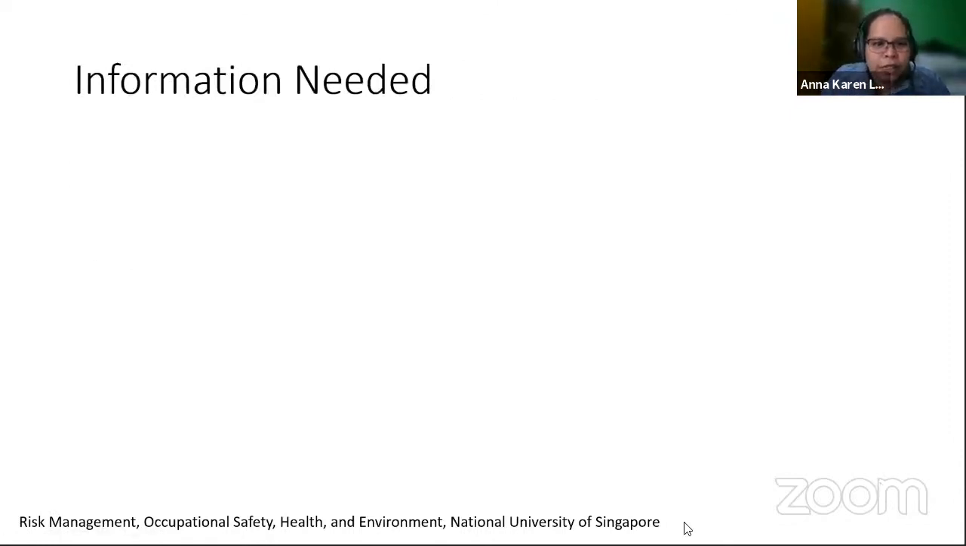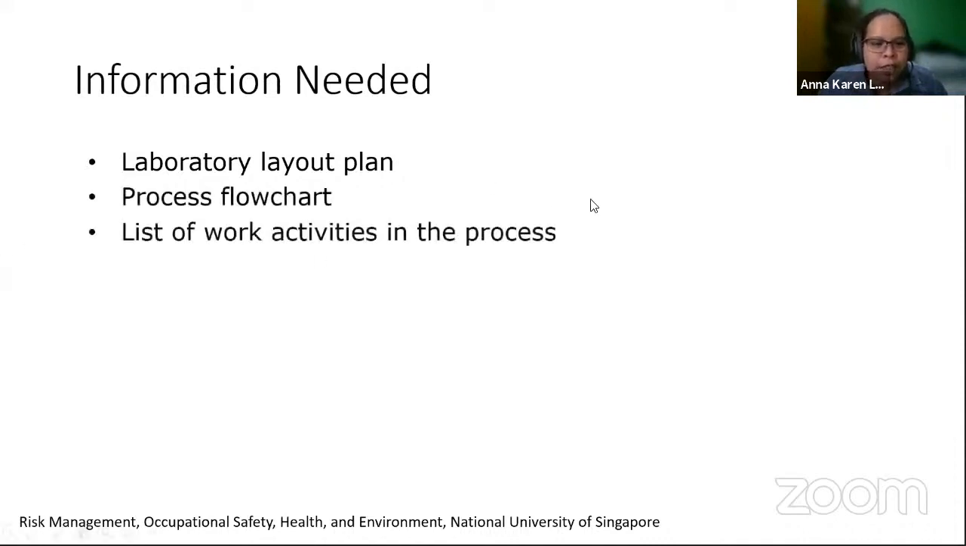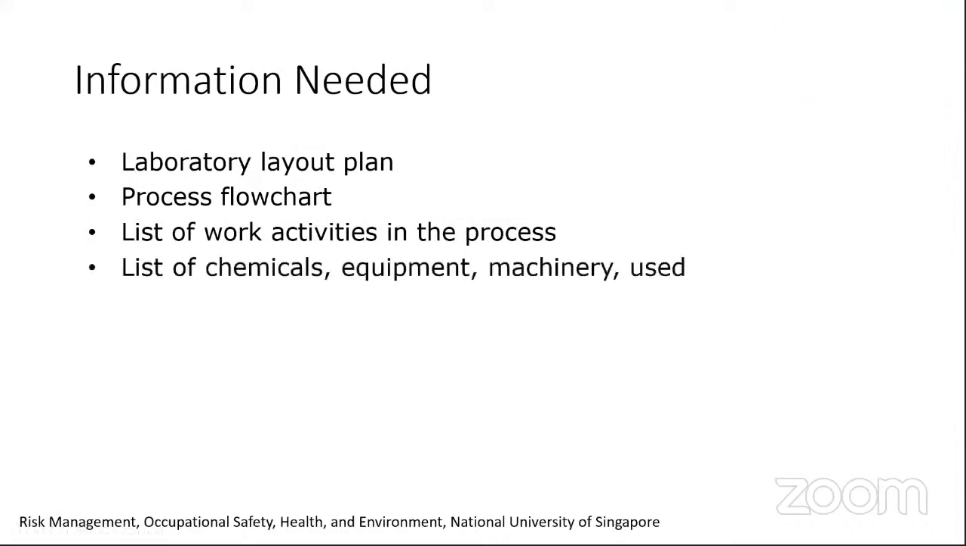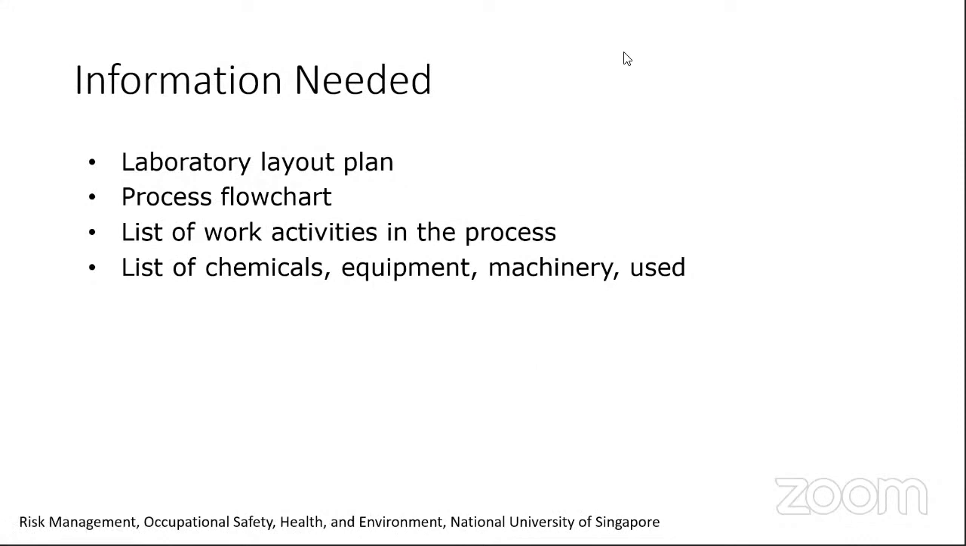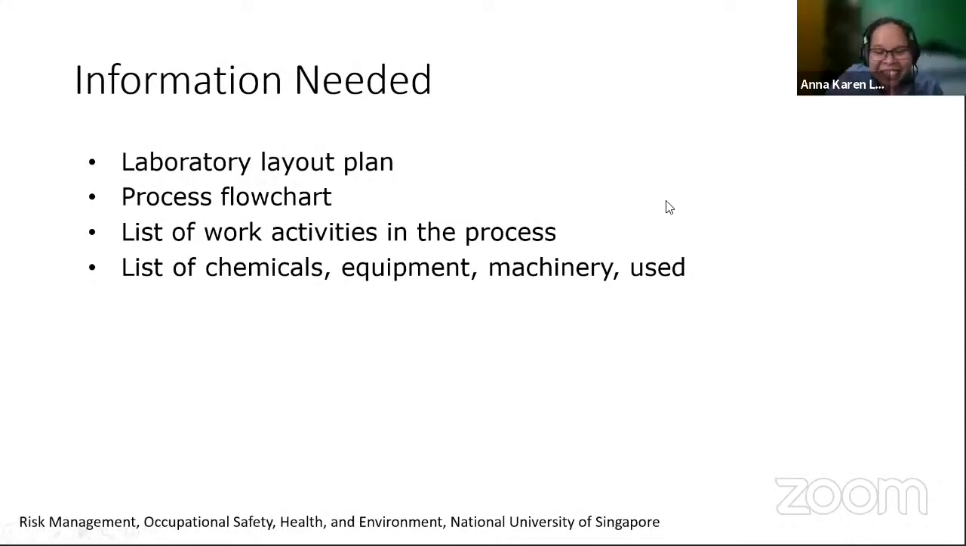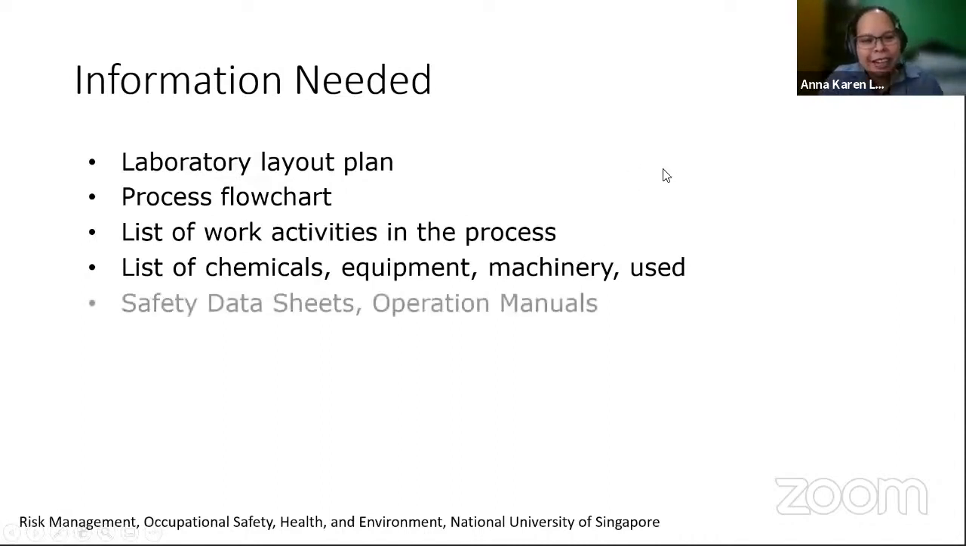Information needed, of course, includes your laboratory layout plan, the different engineering controls that are available, the process flow chart, and the list of work activities, step by step. Also the list of chemicals, equipment, and machinery that is used. So you have to have that information. Safety data sheets and operation manuals are important information sources.